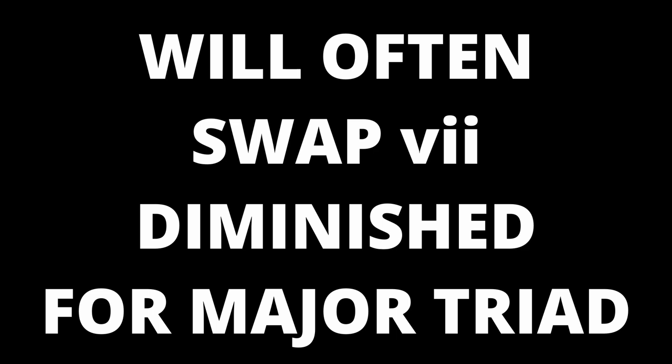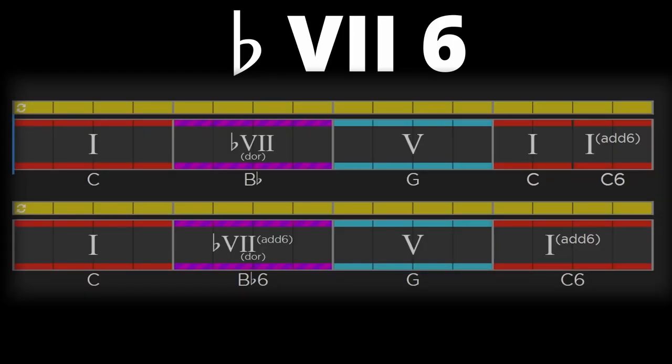Songwriters will often replace the 7 diminished chord in a major key with a major triad in order to make their progressions less dissonant and tense. This is called a flat 7 chord. This flat 7 chord can also be turned into a major 6th chord. Here it is in the second half of the progression. Also see how we move from the standard 1 chord to the 1 major 6th. This is an easy way to create interest when a single chord is played for a while.